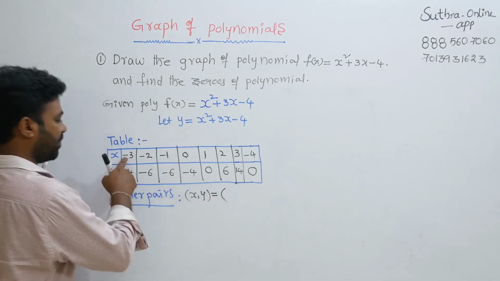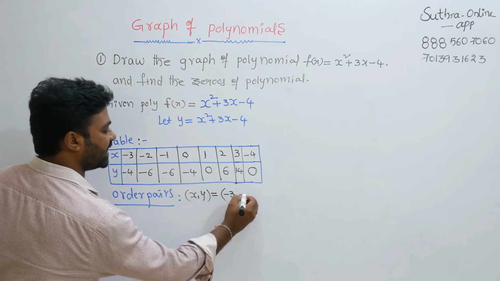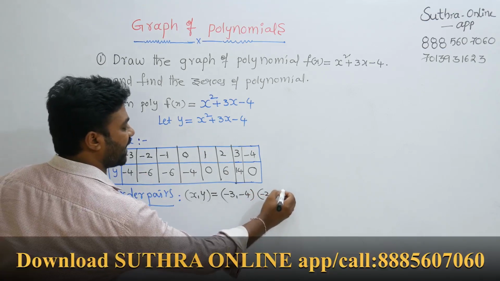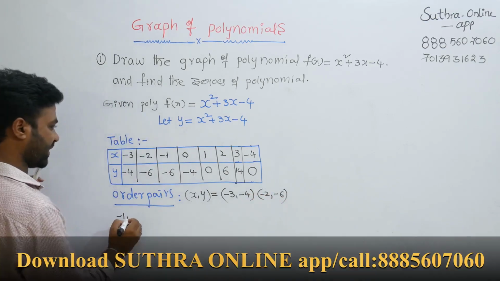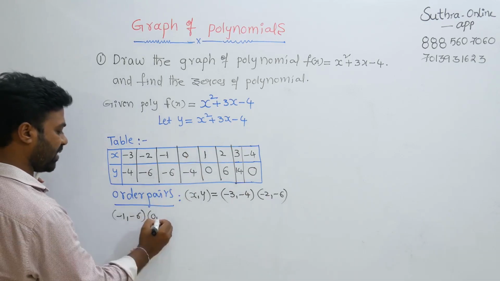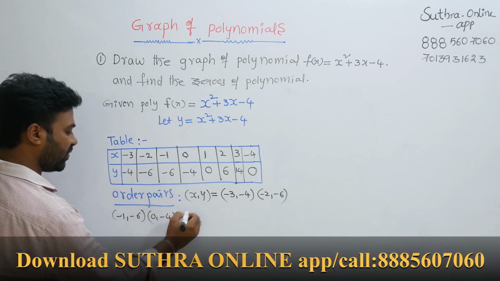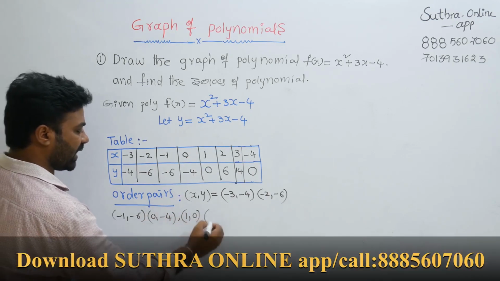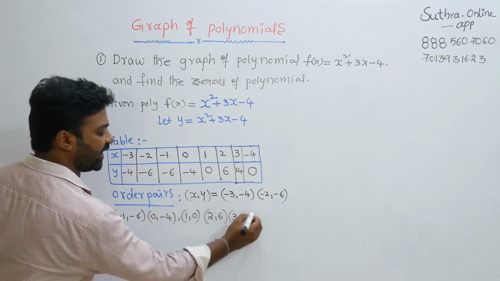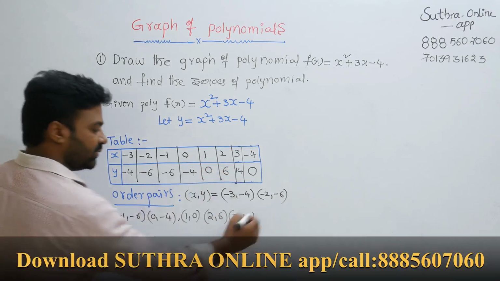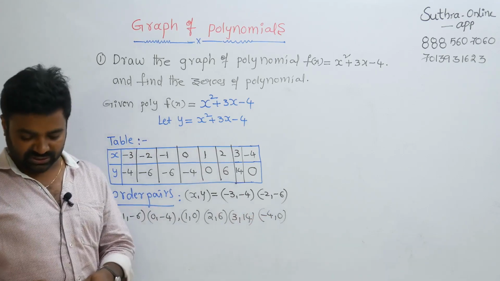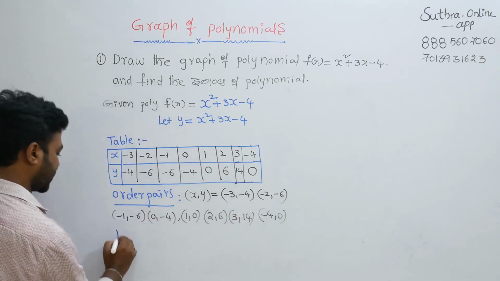This is equal to minus 3 comma minus 4. Next minus 2 comma minus 6. Next minus 1 comma minus 6. Again 0 comma minus 4. Again 1 comma 0. Again 2 comma 6. Next one 3 comma 14. Now it is x, it is y: minus 4 comma 0. So these are the order pairs. Next, keep writing the result.